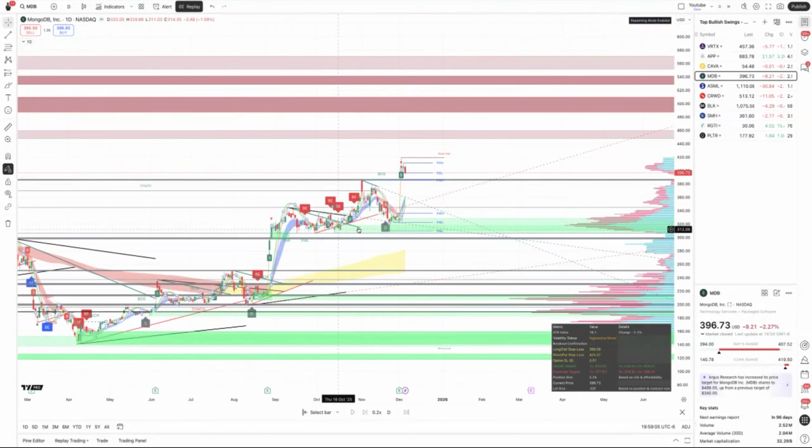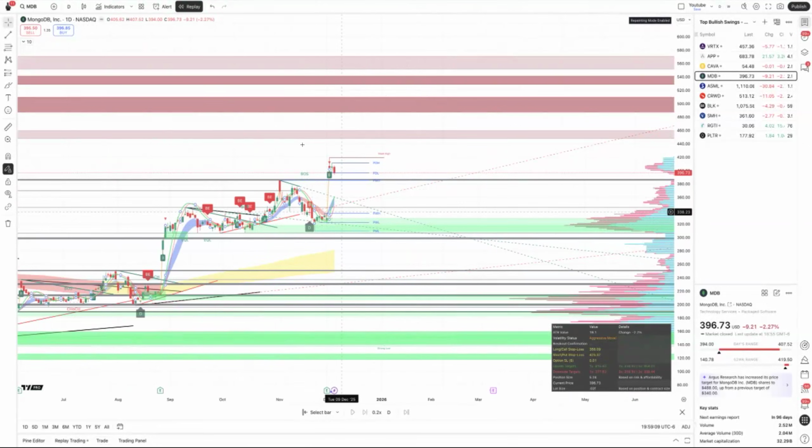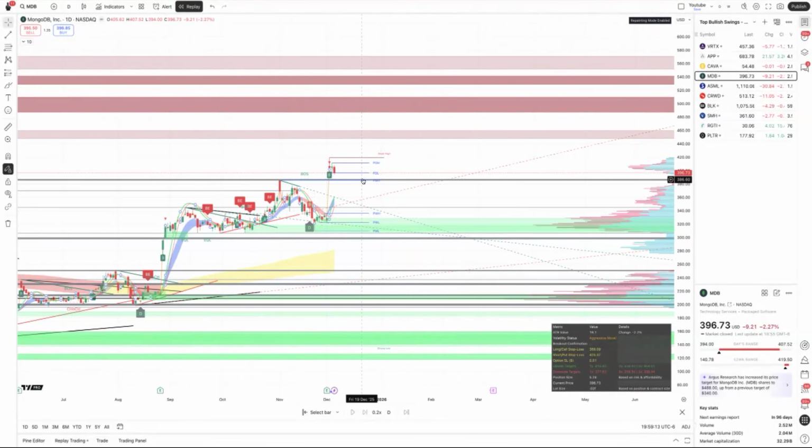We see smart money bought in here. They bought in right here. We also have a confirmation stack on MDB. We're just pulling back down to support. So that's why it's important to go ahead and do your top-down analysis in your trade plan.